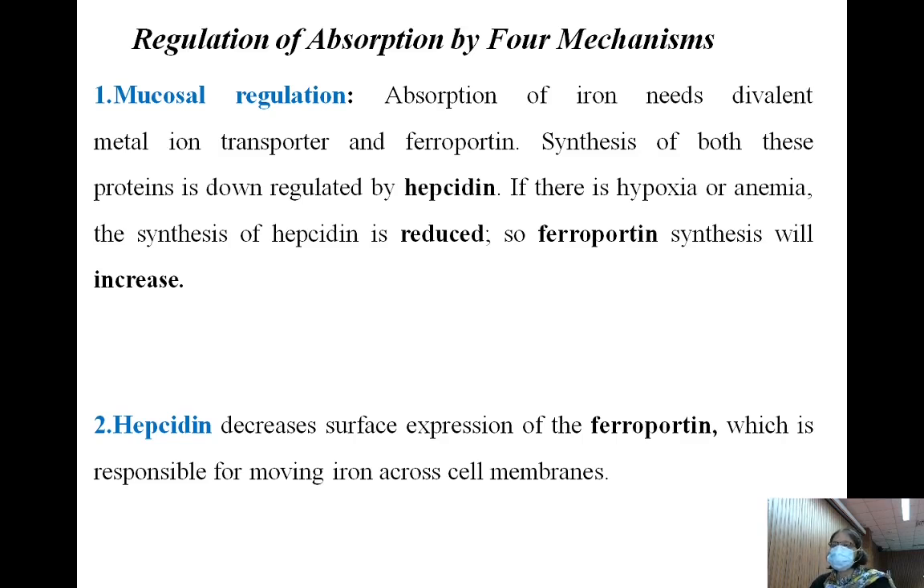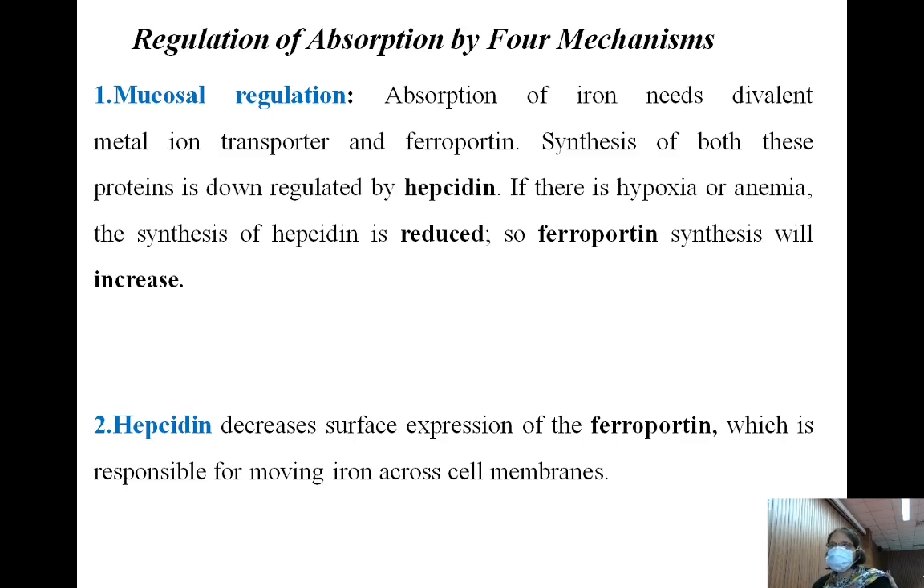First one is mucosal regulation. In mucosal regulation, absorption of the iron needs the divalent metal transporter, DMT, and ferroportin. DMT is in the epithelial surface of the intestinal mucosal cell, and ferroportin is in the basal surface, towards the blood vessel. DMT is responsible for the absorption from the intestinal lumen, and once it is absorbed into the cell, for the release to the blood circulation we need ferroportin. So that is the mucosal regulation.